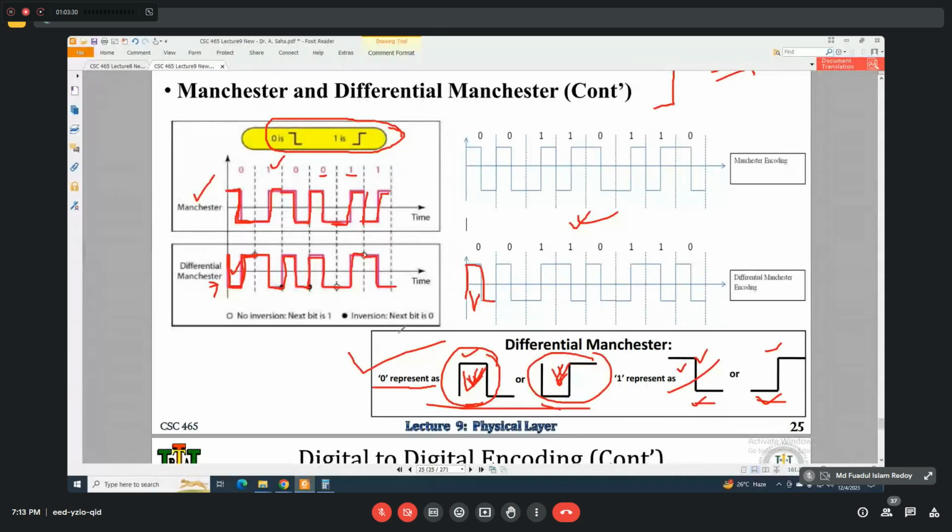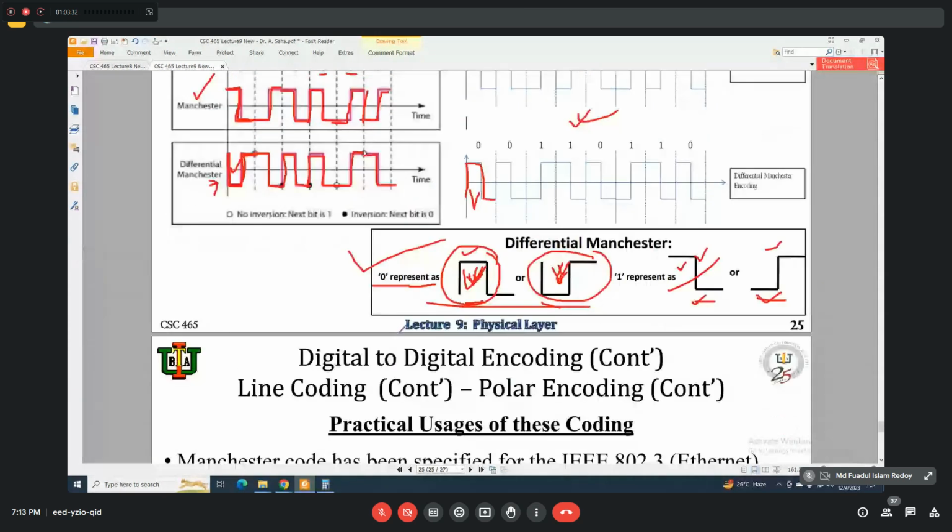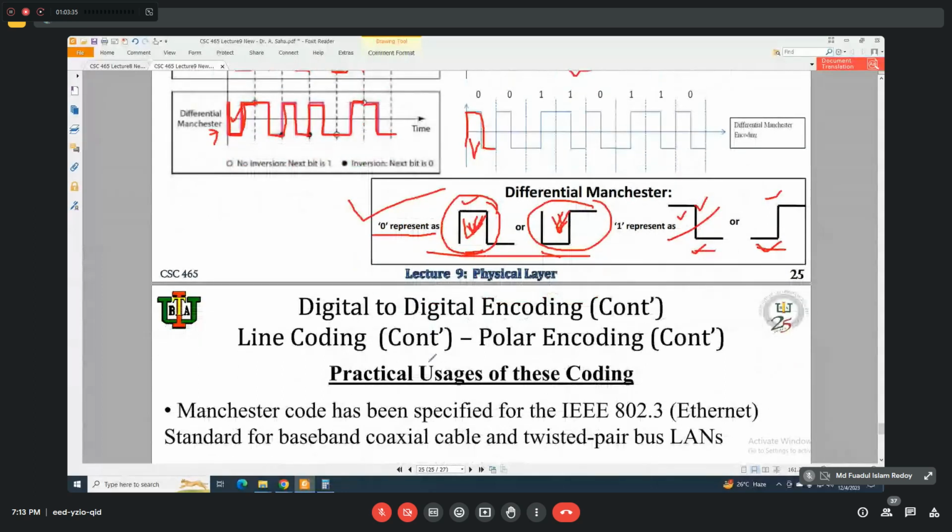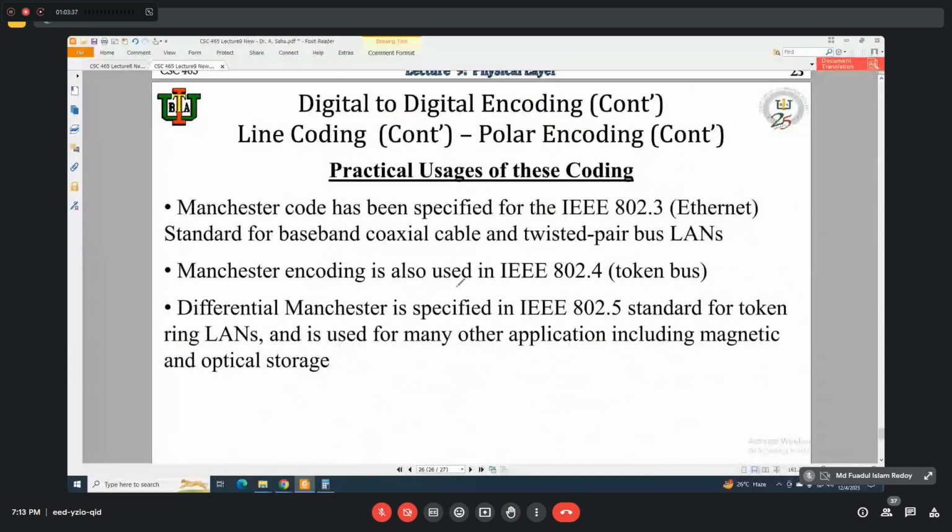So these are the Manchester and differential Manchester, and the practical uses of this coding. Manchester code has been specified in the IEEE standard 802.3, that is for Ethernet, for baseband coaxial cable and twisted pair bus of local area networks.